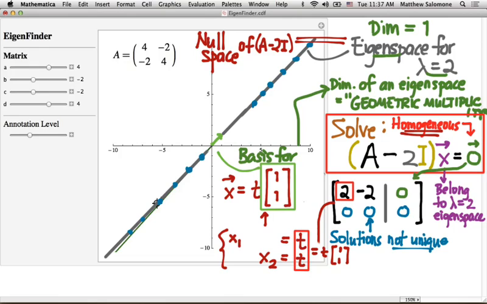So if we happen already to know the eigenvalue that we're looking for, we can find, and this is the tricky step it turns out, we can find a basis for the eigenspace just by finding a basis for the null space of A minus that eigenvalue times identity. And to find that basis for the null space, we just set up its homogeneous equation and determine its solution set in parametric vector form.